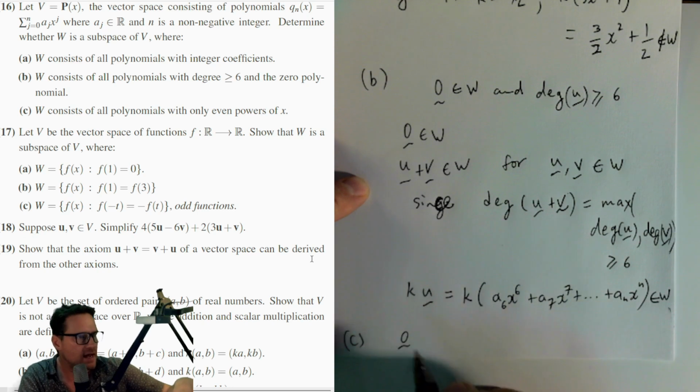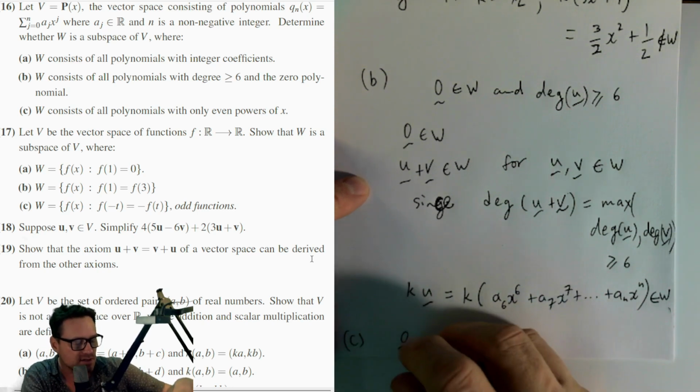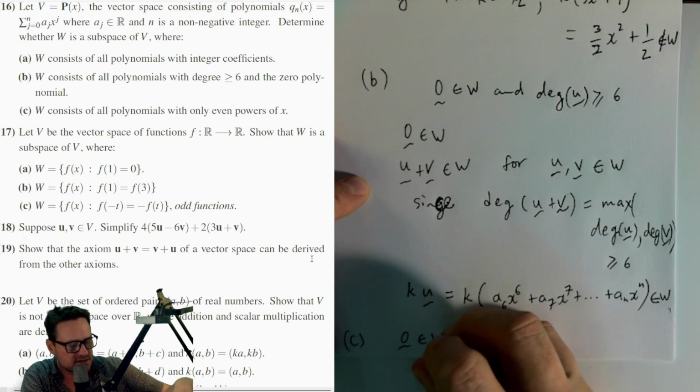So 0 has only even powers of x because the degree of this is 0. So the zero vector is in W.